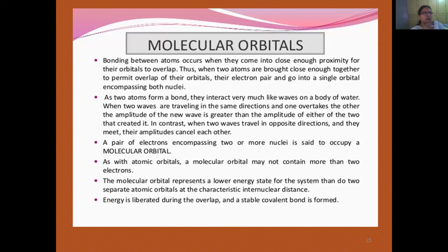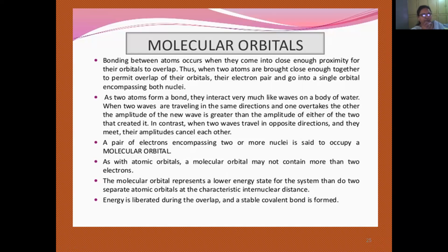In the last module, we have discussed atomic and molecular orbitals. So, how are these molecular orbitals formed? They are formed by the overlapping of two atomic orbitals, right? Whenever atoms form a bond, they interact like waves. When these two waves travel in opposite directions and meet, their amplitudes cancel each other.